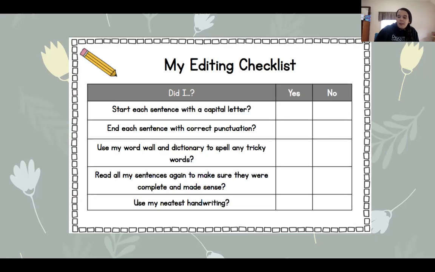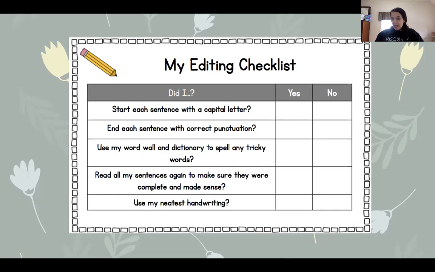Okay. The next thing says use your word wall and a dictionary to spell tricky words. Now, I don't know about you, but I don't have a word wall in my house. Do you? Maybe you do, that'd be cool. But if you don't, friends, I'm gonna attach to Google Classroom the word wall that we use in our class, the one that we have at our desk. So you can check back for any high frequency words on that word wall.